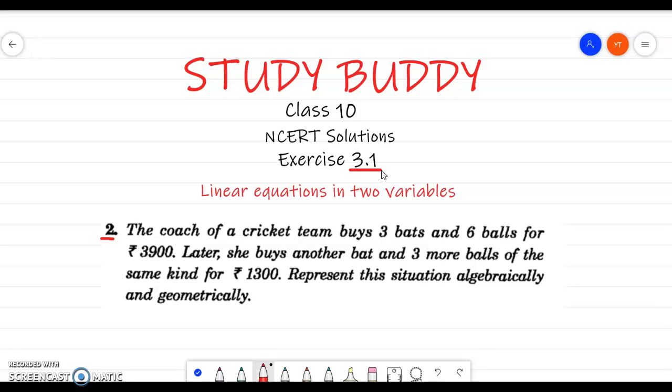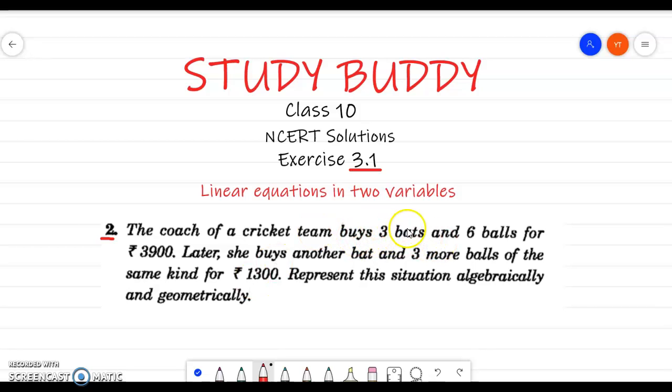Question number 2. The coach of a cricket team buys 3 bats and 6 balls for rupees 3,900. Later, she buys another bat and 3 more balls of the same kind for rupees 1,300. Represent this situation algebraically and geometrically.